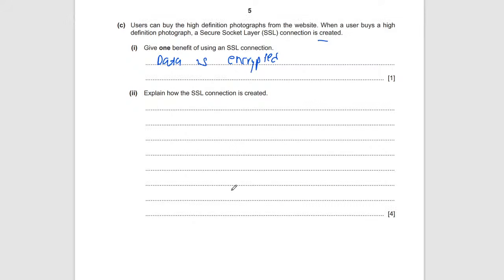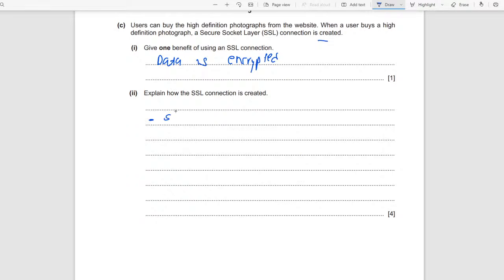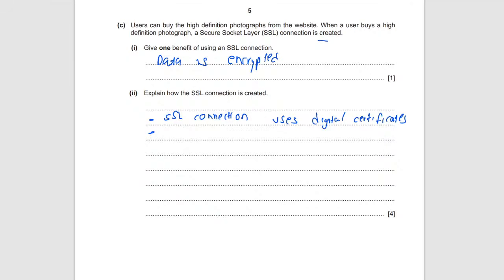The next question is telling us to explain how an SSL connection is created. We need 4 points because it is 4 marks. I've talked so much about SSL. The first thing I said was that it uses certificates. So you just write uses digital certificates. There are no physical certificates, but even if you don't write digital, you'll still get it right. You're not that strict. The next one is that this is requested by the client or by the browser. That'll give you another mark.